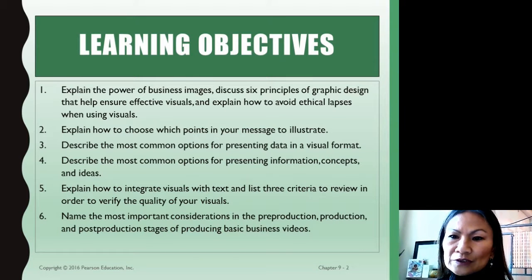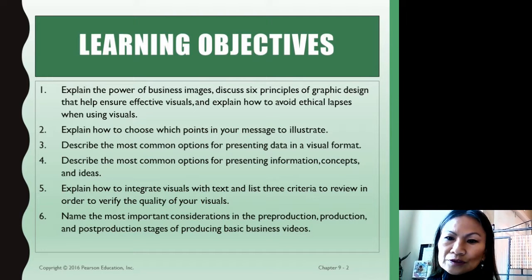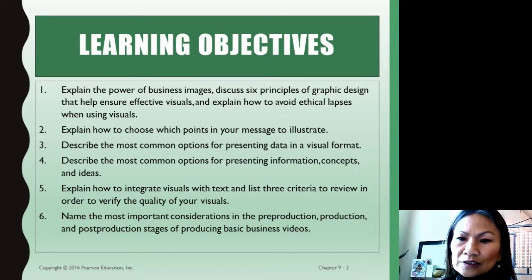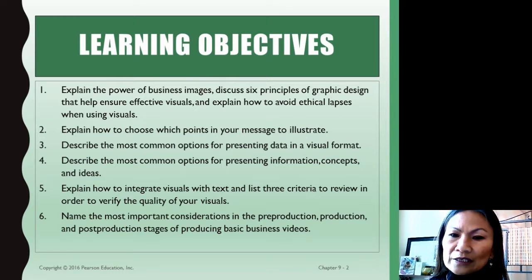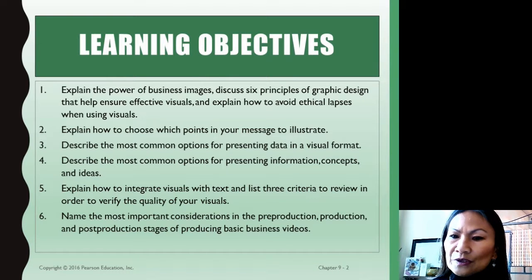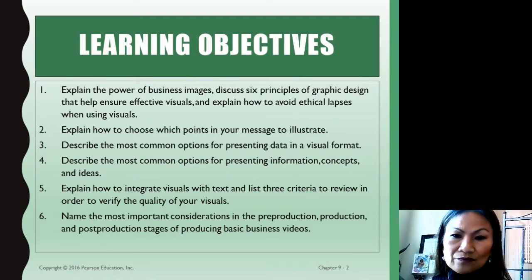Some of the learning objectives are as follows. Explain the power of business images. Explain how to choose which points in your messages to illustrate. Describe the most common options of presenting data in visual format. Describe the most common options of presenting information, concepts, and ideas. Explain how to integrate visuals with text, and list 3 criteria to review in order to verify the quality of your visuals. And then name the most important considerations in the production, reproduction, pre-production and post-production of producing business videos.